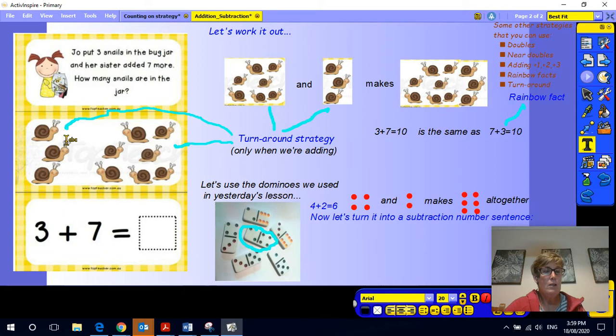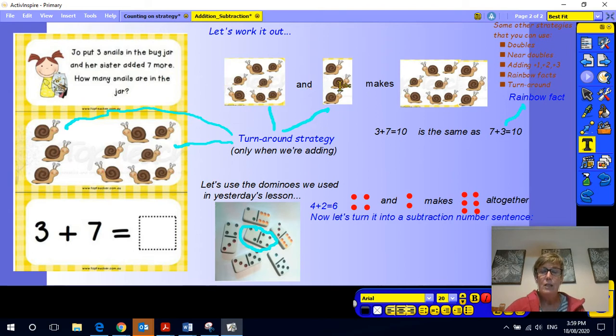If we have a look here at the number sentence, we've got 3 snails, which Jo put in, and her sister added 7 more snails. Now, it's going to be harder to add 7 snails than it is to add 3 snails. So we're going to use what we call the turnaround strategy. That simply means instead of starting off with 3, we're going to put the bigger number, which is 7, at the start of our number sentence, just like I've done here.